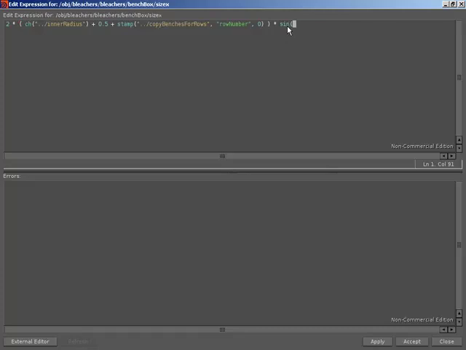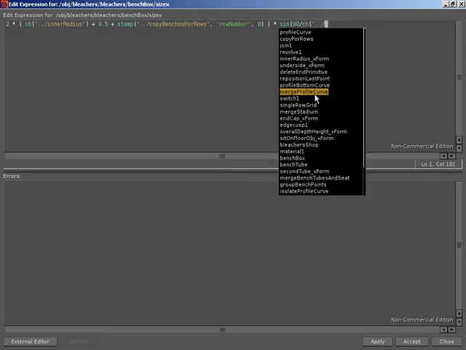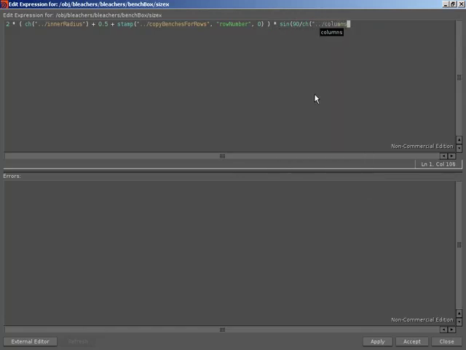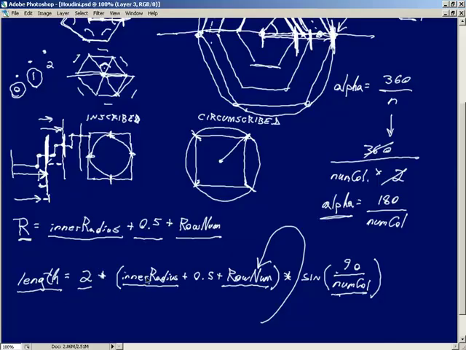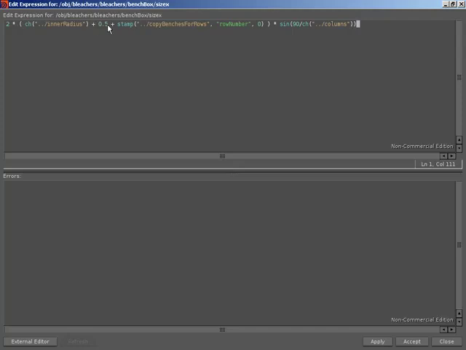Sine is available as an expression function in Houdini, and it just needs to take in a value for the angle, and the angle we've seen is 90 divided by our number of columns. Our number of columns is available as a parameter up on our asset. Close off our sine expression, and that's literally everything we need. So we've got 2 times inner radius plus 0.5 plus row number times sine of 90 over number of columns.